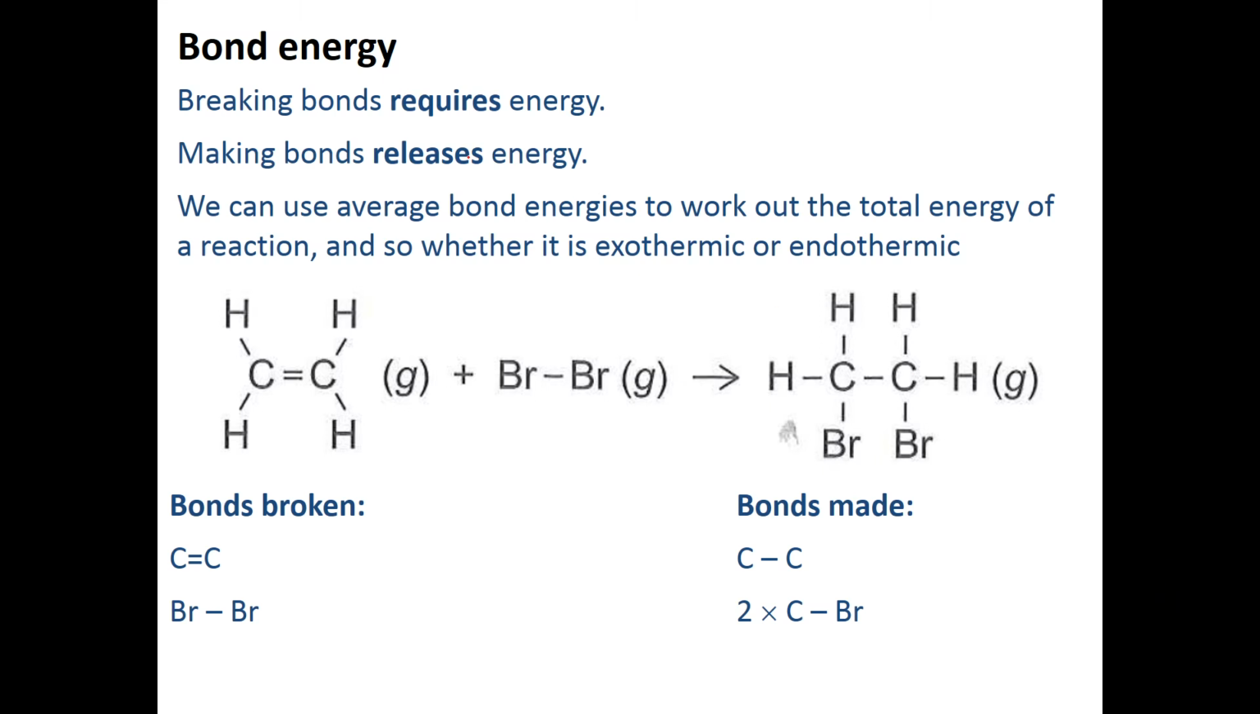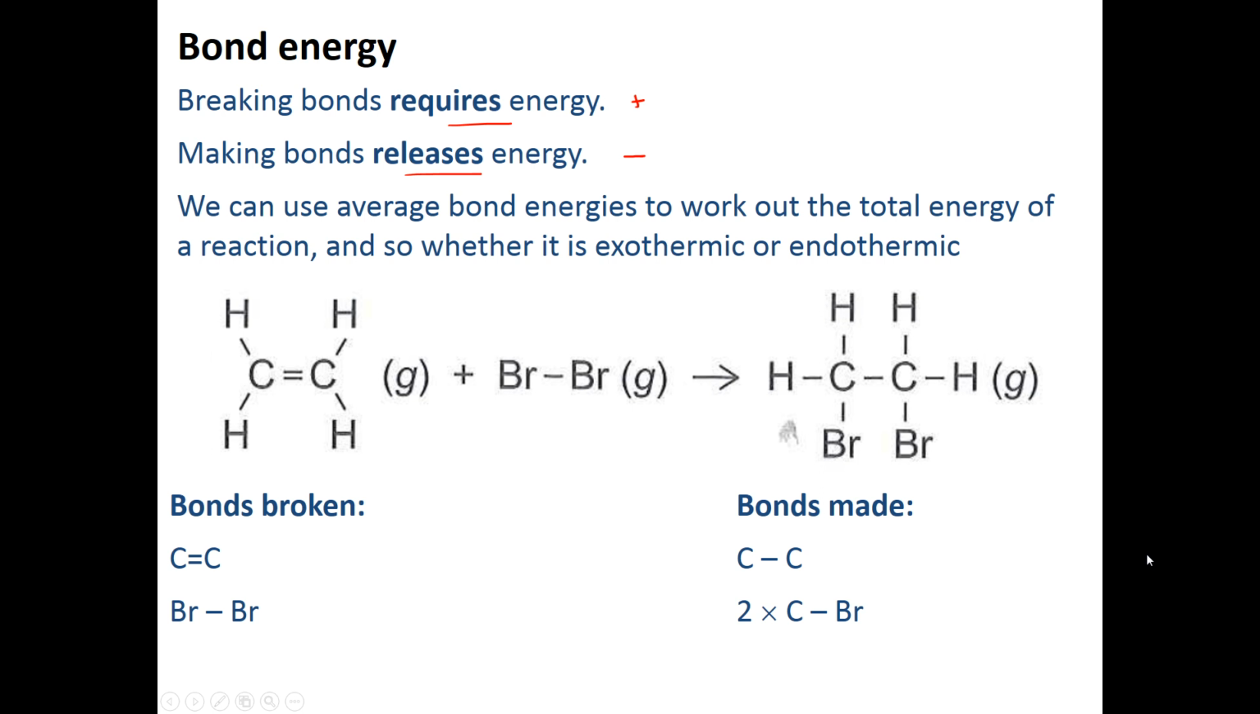Now remember that breaking bonds requires energy and making bonds releases energy. So when energy is released, the sign is negative. When you require energy, the sign is positive. So you're given bond energies that are the average ones, and then you use these by counting up the number of bonds broken and the number of bonds made to work out the equation.